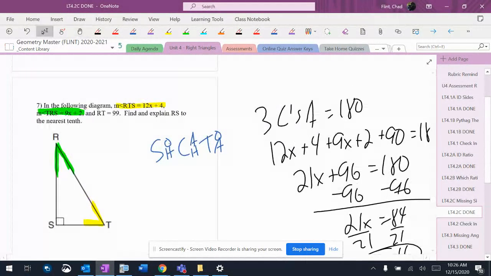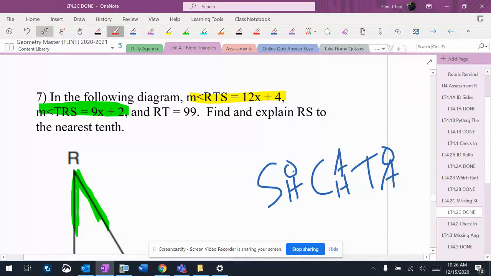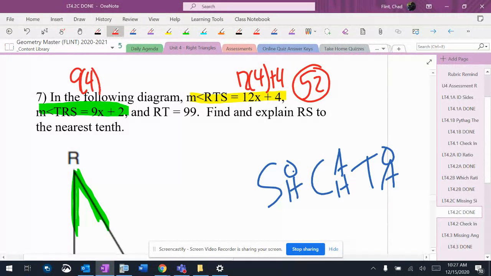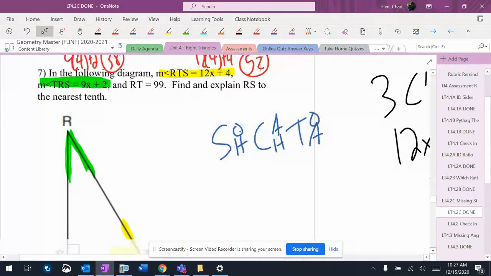So then I'd go back over here. I don't really need to know both of them, but I'm going to try anyway. So 12 times 4 plus 4, that's 52. And then this one is 9 times 4 plus 2, that's 38. I can double check by doing 38 plus 52 plus 90 and see that it's 180. So now I know both of those angles.